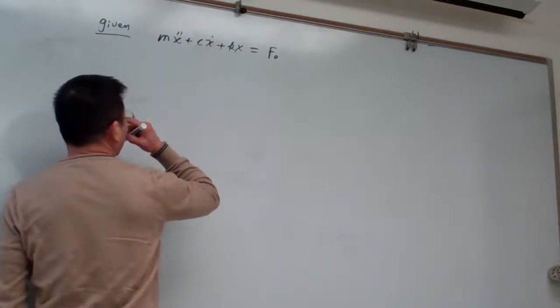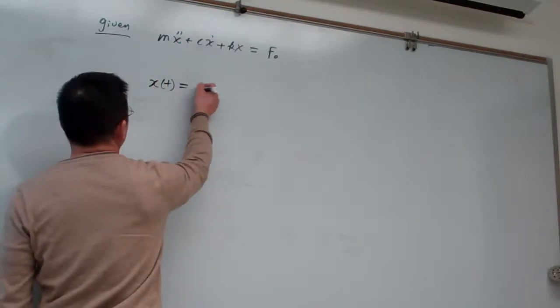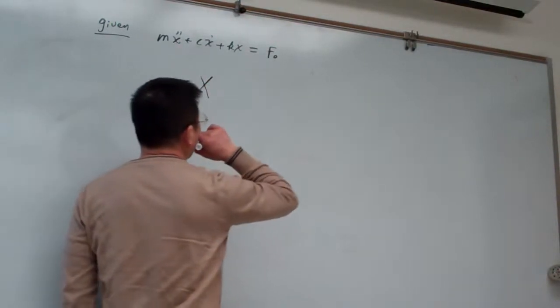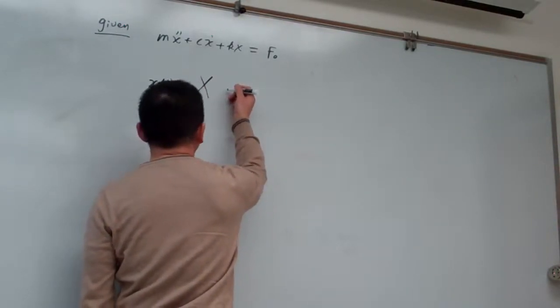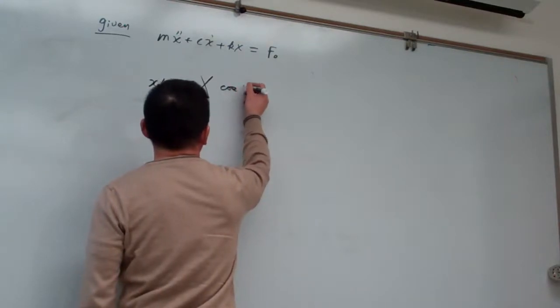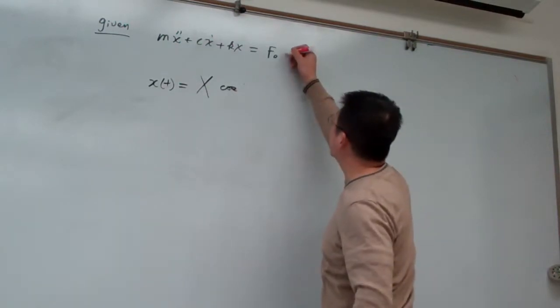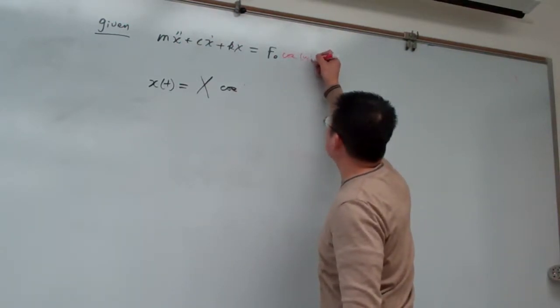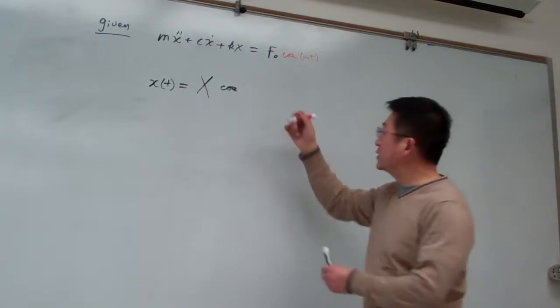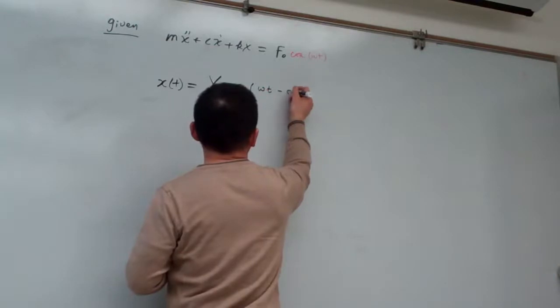We know this one, we have x(t) equal to capital X cosine. Let me make a dummy one. Say F cosine omega t. So we have this one. This is basically cosine of omega t minus phi.